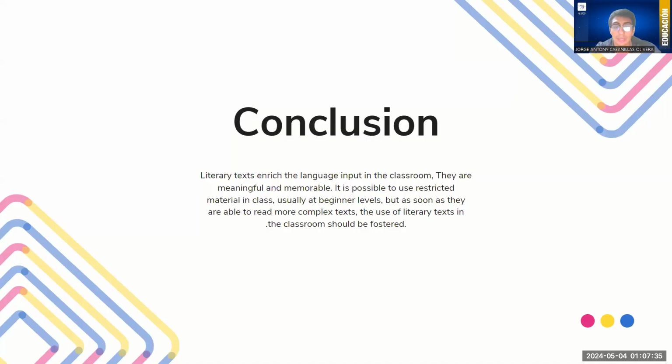So to conclude, literary texts enrich the language input in the classroom, since they are meaningful and memorable. It is possible to use restricted material in class, such as textbooks, which is usually more suitable at the beginner levels. But it is a good idea to start using authentic material such as literary texts as soon as the students are able to read more complex texts and can make use of higher thinking skills.